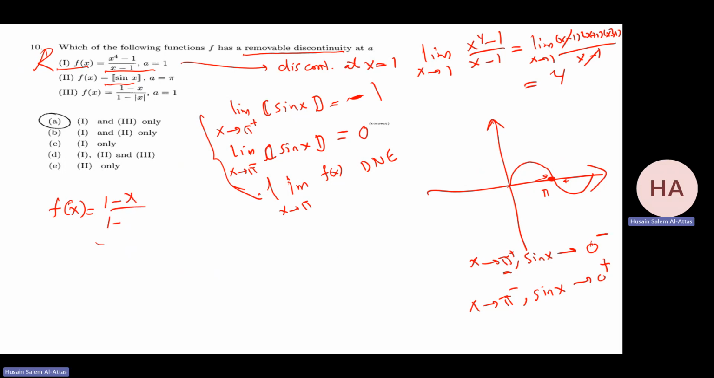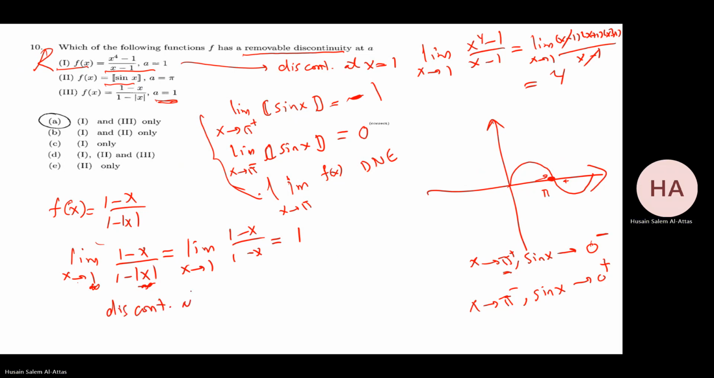equal 1 minus x over 1 minus absolute value of x around a, which is 1. So I need to check limit x goes to 1, 1 minus x over 1 minus absolute value of x. Since for 1, this is always positive around 1, it's not zero. 1 minus x over 1 minus x, which is 1. So the limit exists.